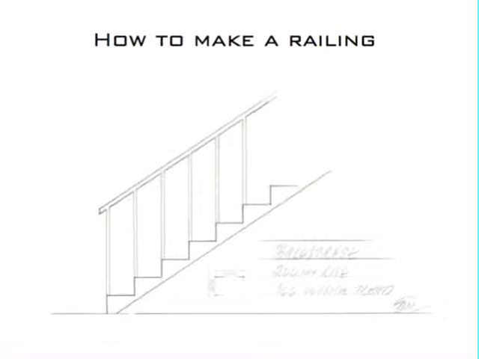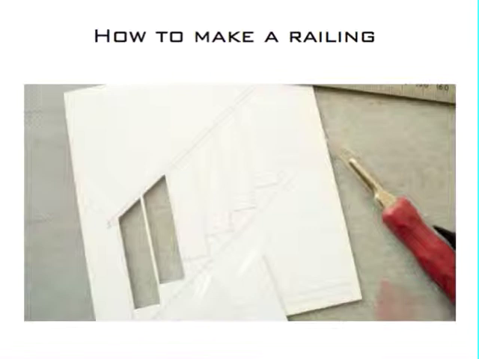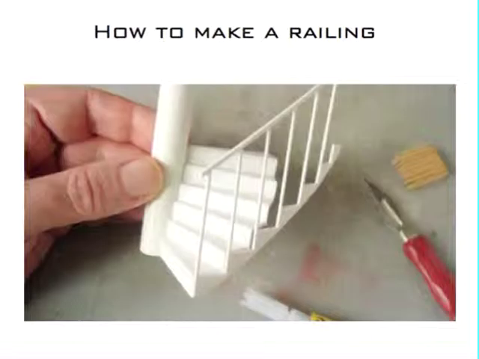Another element that you will want to make if you're doing a staircase will be a railing. Again, the easiest way to approach this is first to draw it, then cut it out, and then glue it.